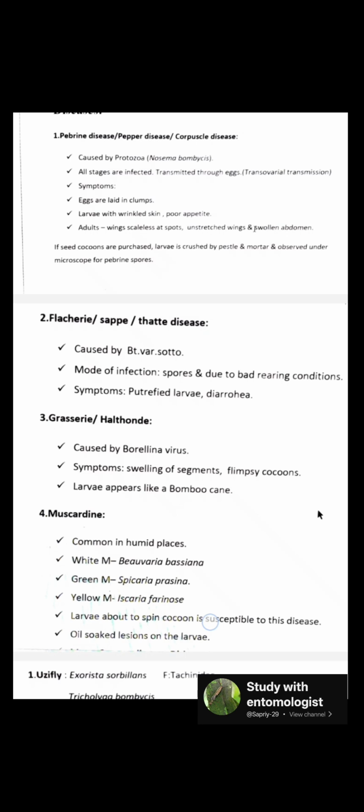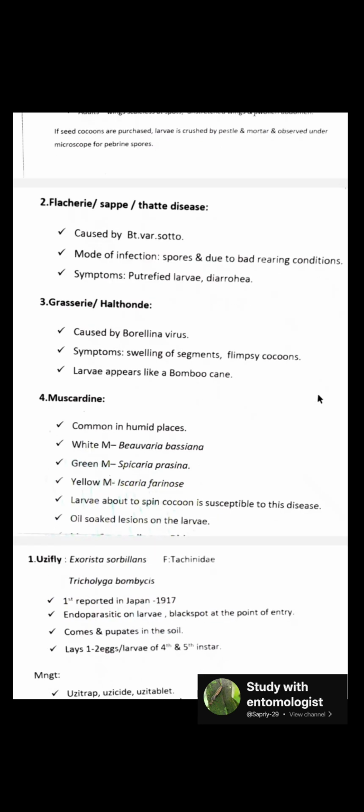Next is grasserie. Grasserie is also known as Hethornday disease. Sometimes they ask a question that Hethornday disease is another name of grasserie. It is a viral disease caused by the Borrelina virus. Symptoms are swelling of segments and flimsy cocoons. Larvae will appear like bamboo cane. So you can directly apply that it is a viral disease.